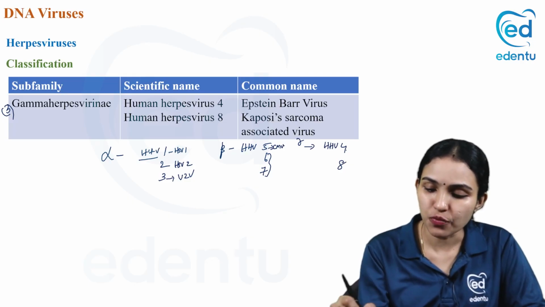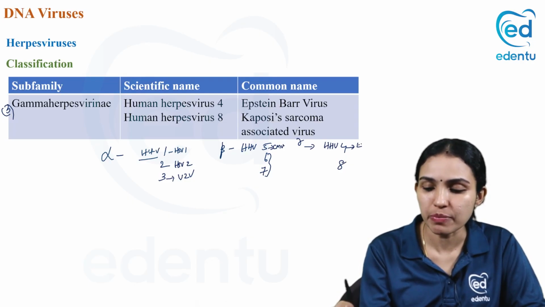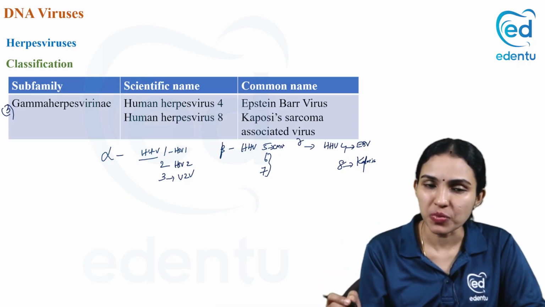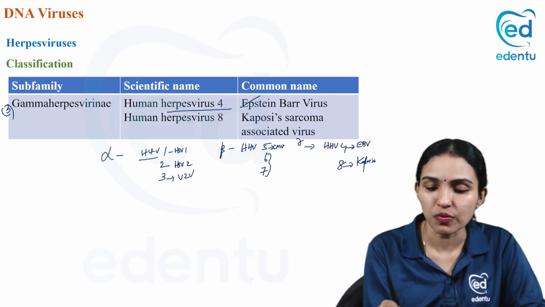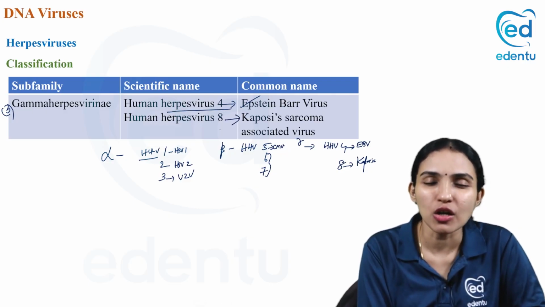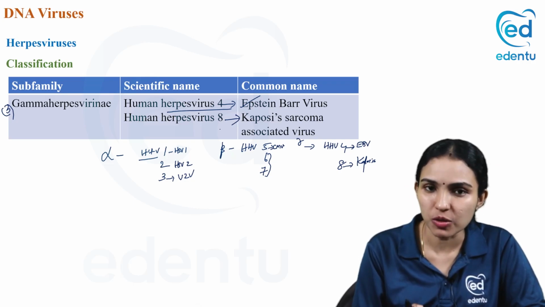HHV4 is coming under Gammaherpesviridae, and 4 is the Epstein-Barr virus, and 8 is the Kaposi sarcoma associated virus. So this is how we classify the Herpesviridae family, and please remember Epstein-Barr virus is HHV4 and Kaposi sarcoma associated virus is HHV8. These are also probable areas where you can get MCQs. So this is how we classify the herpes virus group.